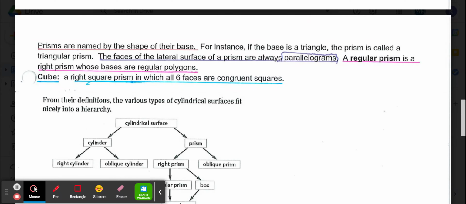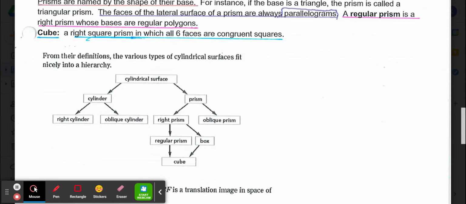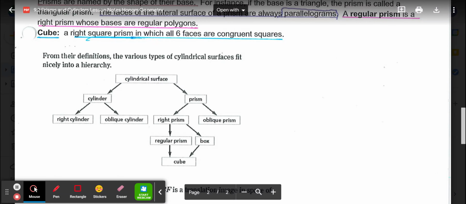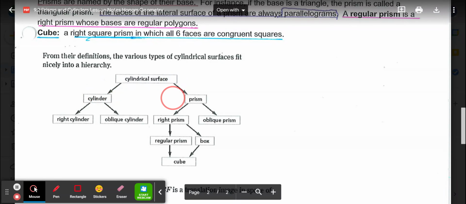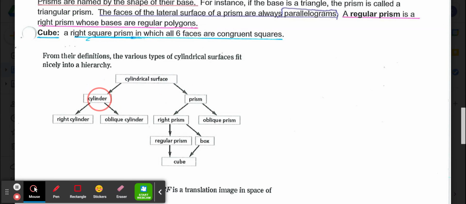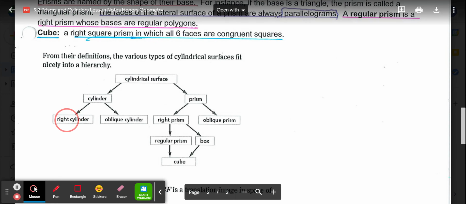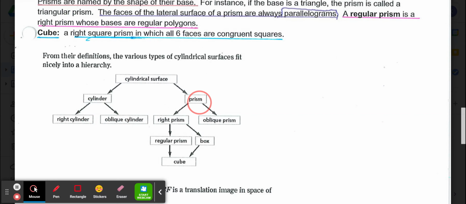So trying to organize all these different pieces, vocabulary terms, etc., we're back to that idea of a hierarchy. As we move down the hierarchy, things get more specific. Our most general term would be a cylindrical surface. That then splits to either a cylinder or a prism. If it's a cylinder, we know the base is a circle, and we only have 2 options. It's either a right cylinder or an oblique cylinder. If we have a prism, we also have that option of oblique prism, and that branch stops there.